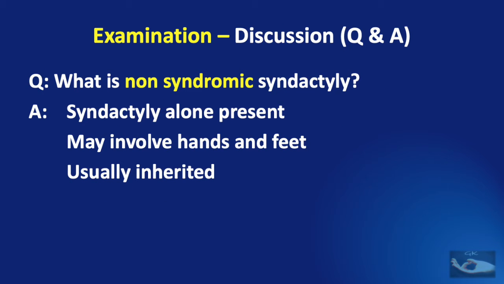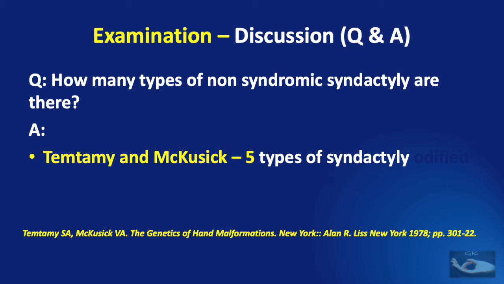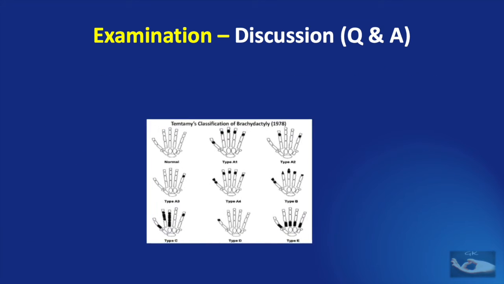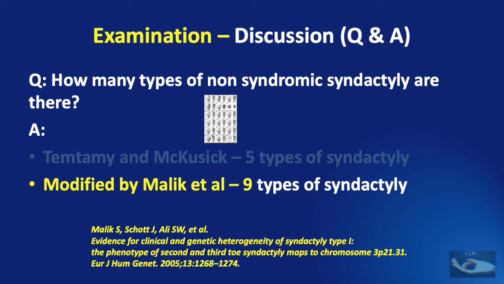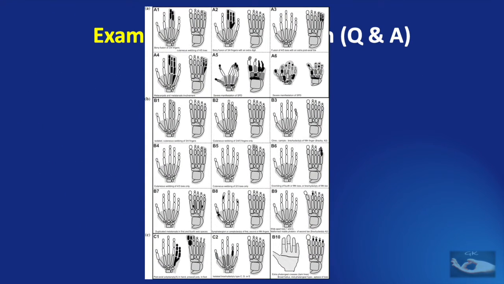Let us first see what is non-syndromic syndactyly. Here syndactyly alone is present. It may involve the hands and feet, and this is usually inherited. How many types of non-syndromic syndactyly are there? Temtamy and McKusick in 1978 classified non-syndromic syndactyly into 5 types, but this was modified later by Malik et al. into 9 types of non-syndromic syndactyly.